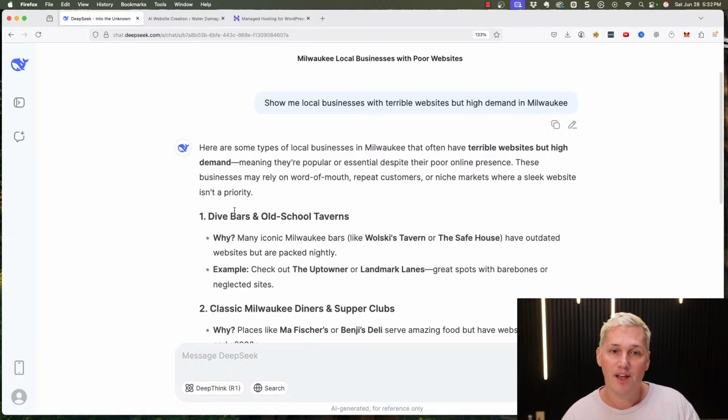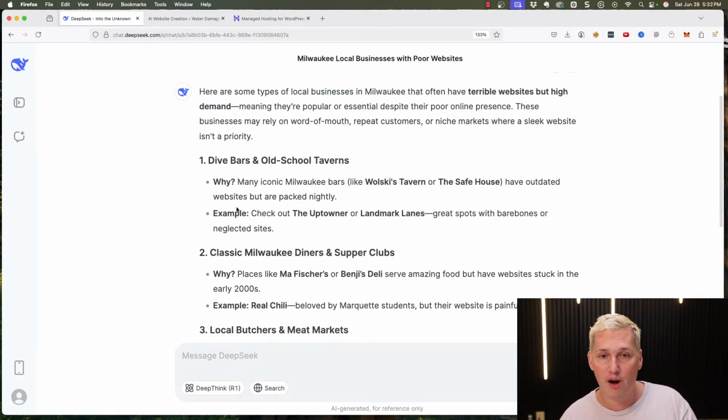Now this is the powerful part, is that chat, or DeepSeek, is actually telling us exactly which ones to go after. So, dive bars and old school taverns. Why? Many iconic Milwaukee bars like Wolski's Tavern and the Safe House have outdated websites but are packed nightly. Example, check out Uptown or Landmark Lanes, great spots with bare bones or neglected sites. Guys, it's literally telling us exactly who to go after.